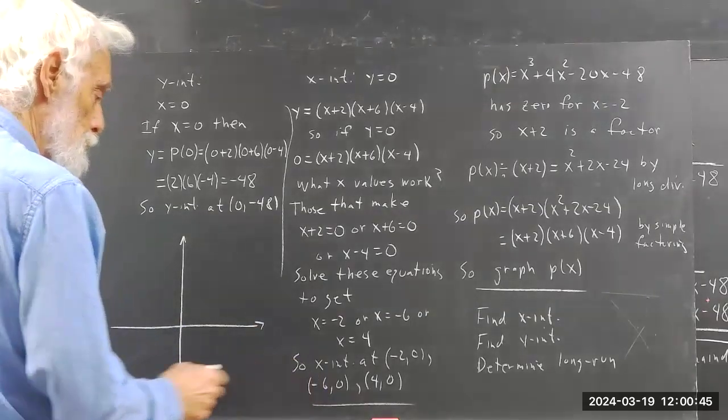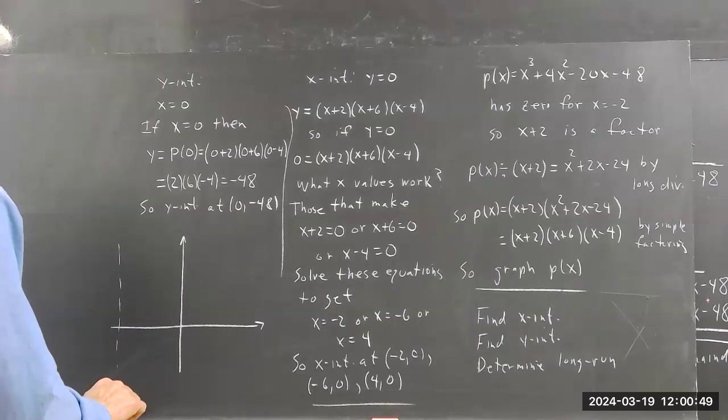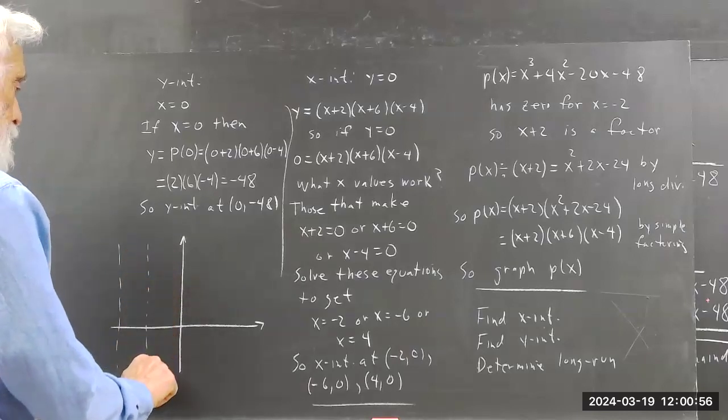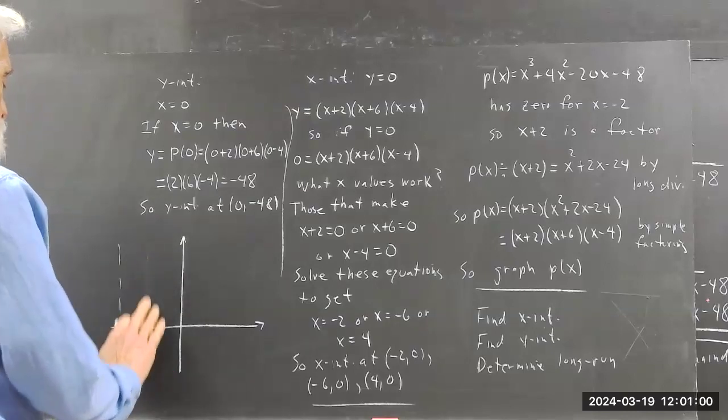Now we can locate our zeros. We have x equals -6. And x equals -4. Oh, sorry. X equals -2.